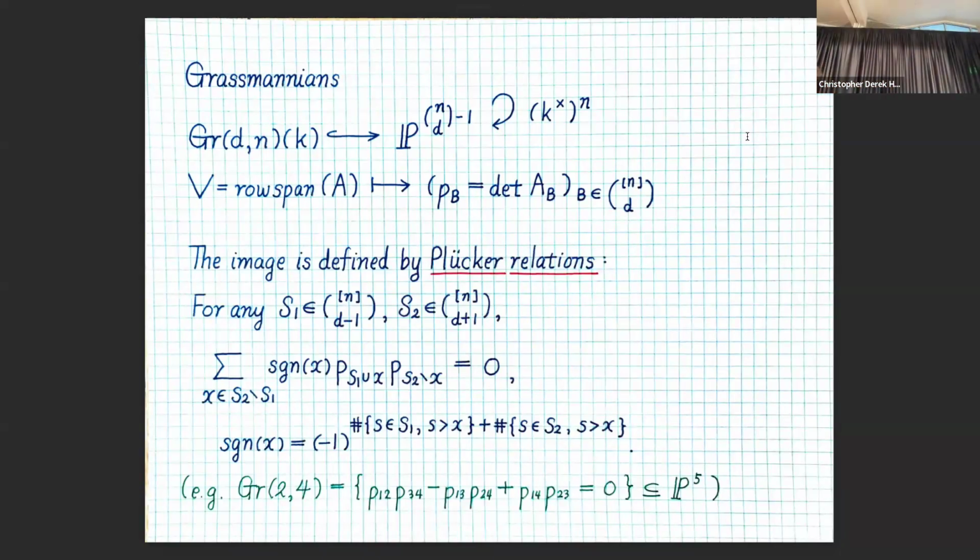There's one relation for a pair S1 and S2, a d minus 1 set and a d plus 1 set, and it should satisfy such a relation, where you sum over every element x in S2 but not in S1. It's a quadratic relation where you have to put the appropriate sign for every term. For example, Grassmannian 2,4 is defined by the beloved equation that we have played with yesterday.